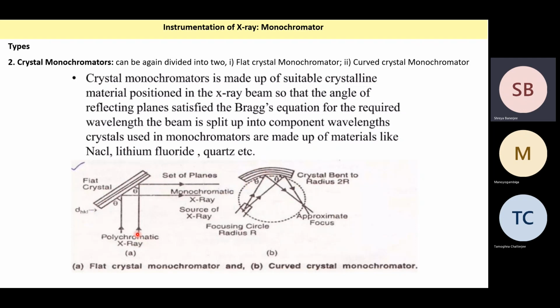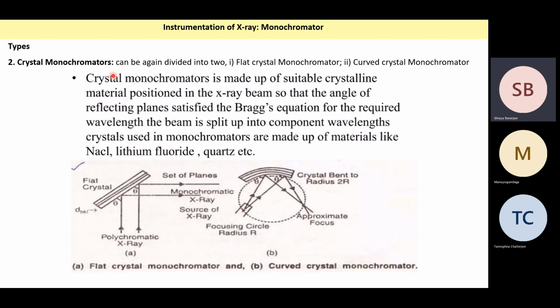So you have a polychromatic X-ray consisting of many different wavelengths, and after reflection, it becomes monochromatic. So according to the Bragg's equation, only those wavelengths are allowed to diffract which satisfy the Bragg's equation. So a polychromatic X-ray becomes monochromatic. And the crystals used in these monochromators are made up of materials like sodium chloride, lithium fluoride, or quartz.